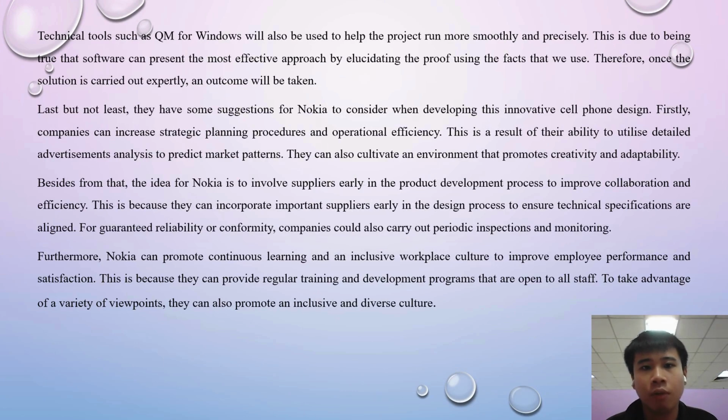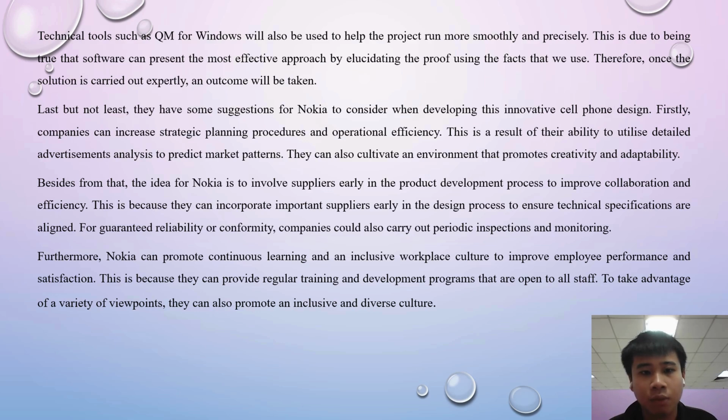Technical tools like QM for Windows can also be used to help the project run more smoothly and consistently. These tools also represent the most effective approach by elucidating the approach using the factors we use. Next, once the solution is carried out adequately, the outcome will be taken. Last but not least, the subsidization frameworks are considered particularly innovative. Firstly, companies can improve strategic planning procedures and operational efficiency. This is a result of the ability to utilize detailed data and analysis to predict market patterns. They can also cultivate and nurture more creativity and adaptability.